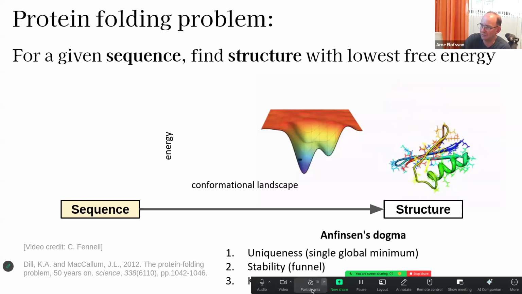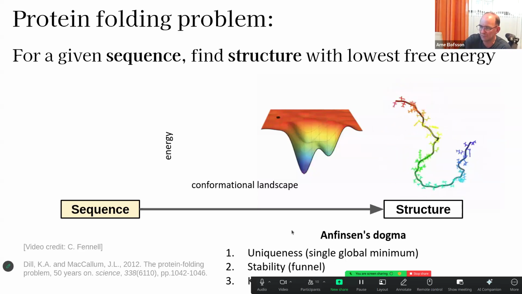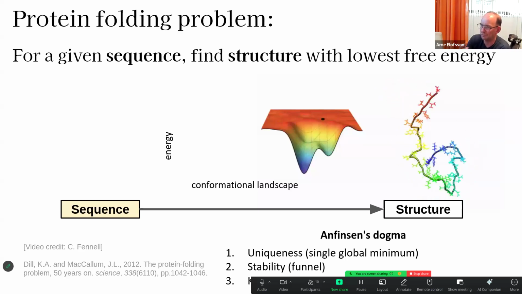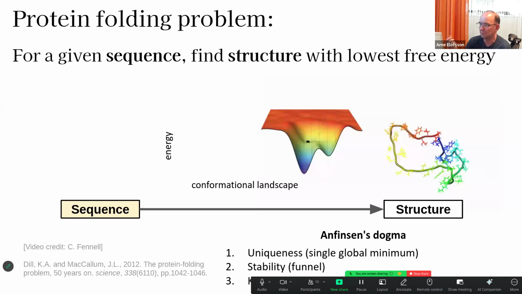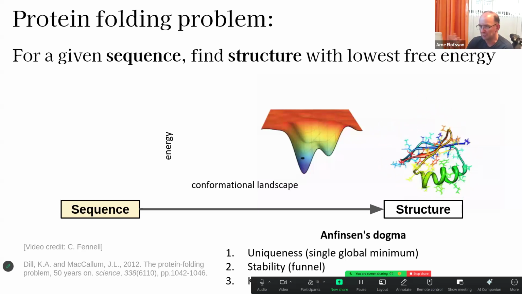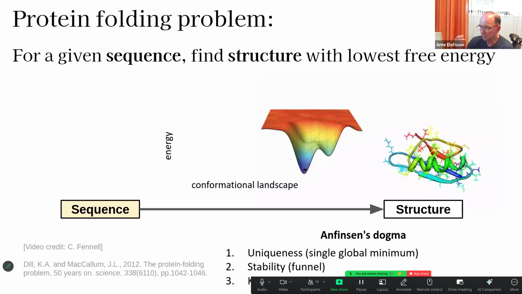This was done in experiments in the 1970s. And of course, already since we had a few structures, people tried to say, if this happens in nature, we should be able to do it in the computer.